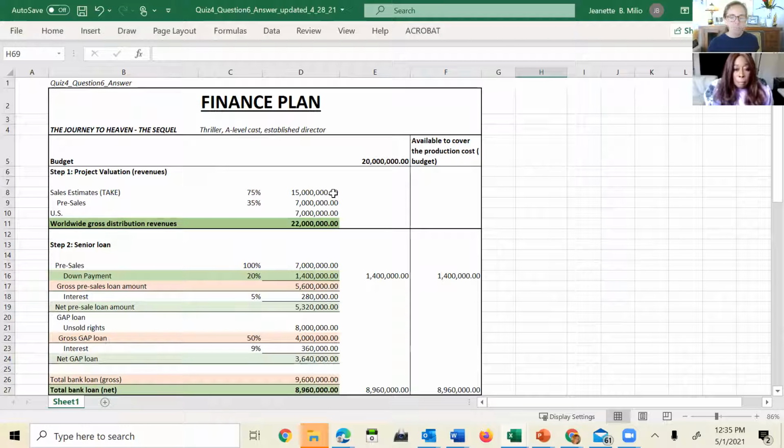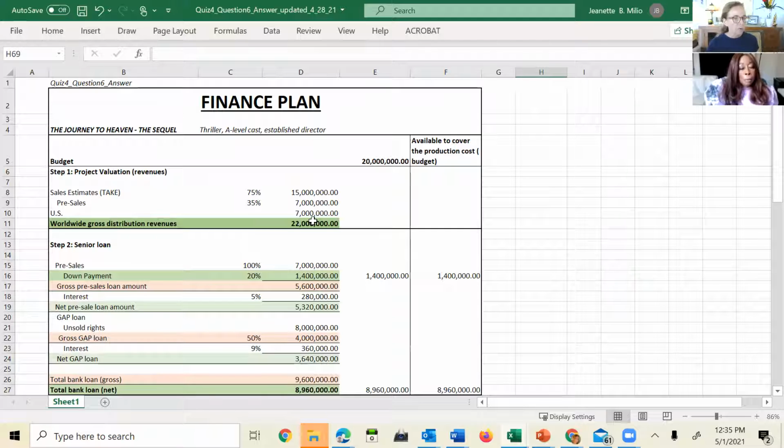70% of the budget is international sales estimates. 35% is pre-sold as pre-sales while we're putting the movie together. And once we are done shooting the movie, we're going to make 7 million from the US. So this is what we're making with this movie, $22 million. We just have to figure out, okay, this is what we're making.